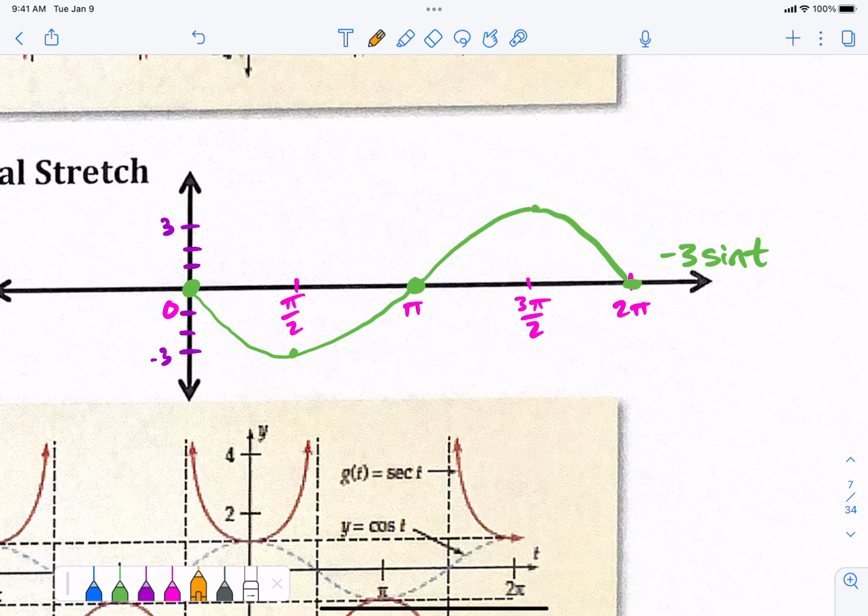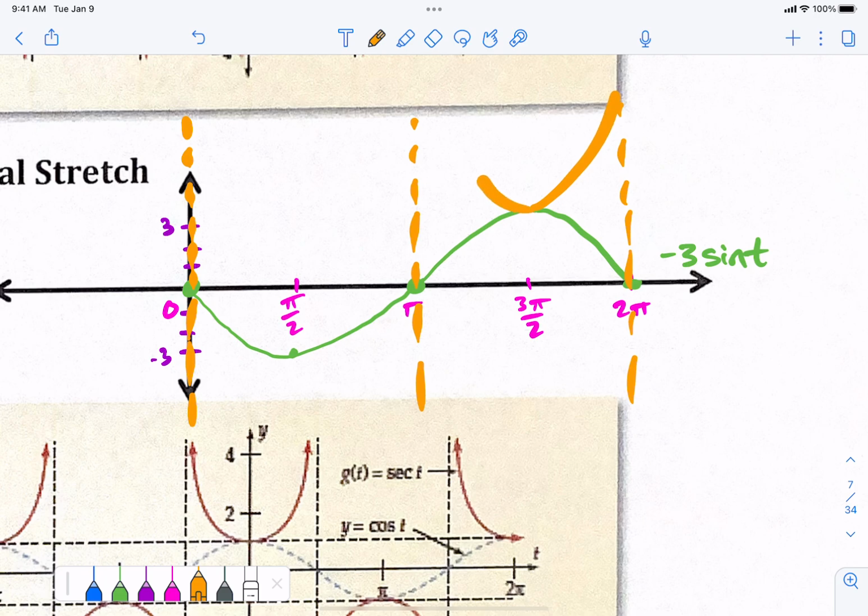Three. One here. It's where he touches that middle line, right? Okay, 1, 2, 3, right here. And then cosecant just looks like this guy and looks like this guy. Okay, that's what cosecant looks like.